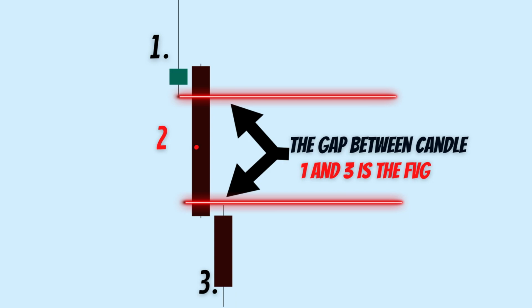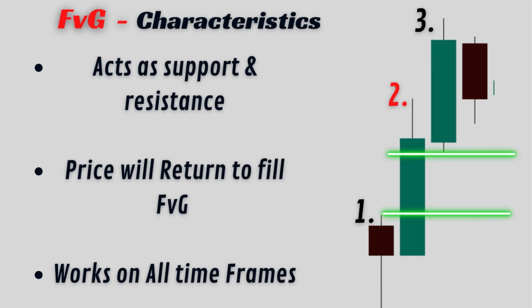Now here's the next slide here. This is an example of a bearish fair value gap. You're just going to count them backwards, 1, 2, 3, going down. All right, here's the next slide, fair value gap characteristics.